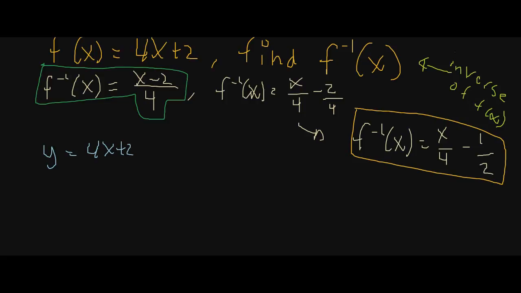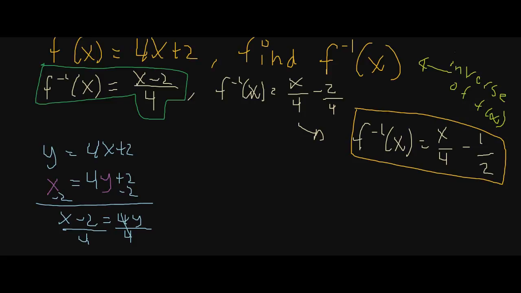Step number 1 is we switch the x and the y values. So we have x is equal to 4 times y plus 2. Just like before with a table and even with the graph, we switch the x and the y values. All we do now is switch the x and the y in the equation here. Now we just subtract 2 from both sides. We get x minus 2 is equal to 4y, and now we divide by 4.